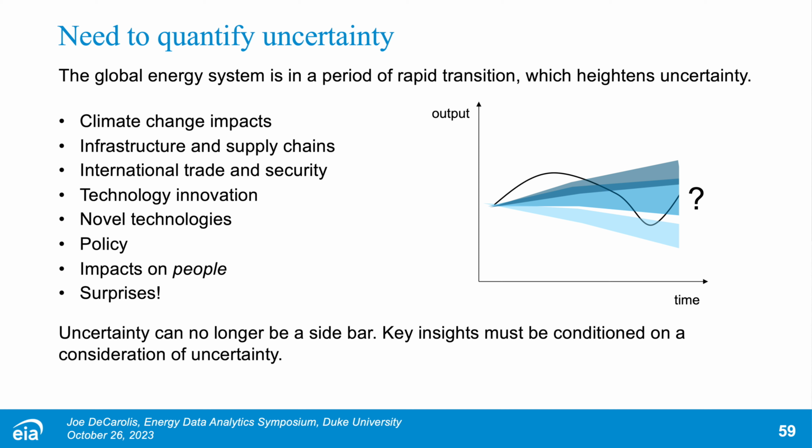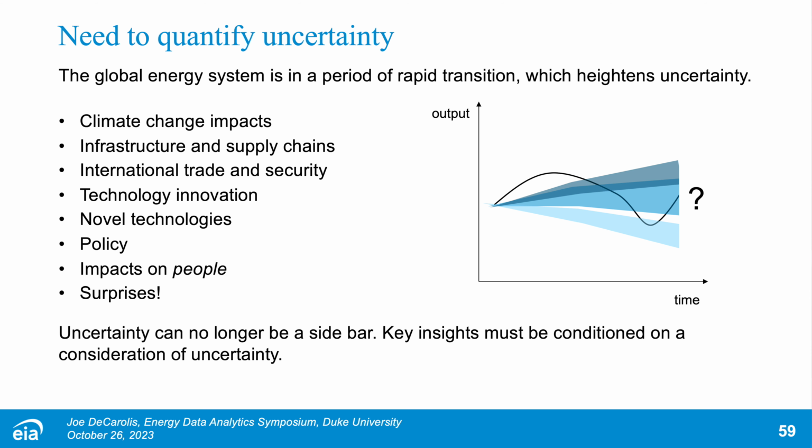We need to think about impacts on people. If we're deploying a lot of new infrastructure, we need to look beyond just emissions, capacity, energy prices, right? We need to think about where is infrastructure going, how does it impact actual people? Because of all this, we can't just look at uncertainty as a sidebar. It needs to be incorporated into the model, into the model framework itself.